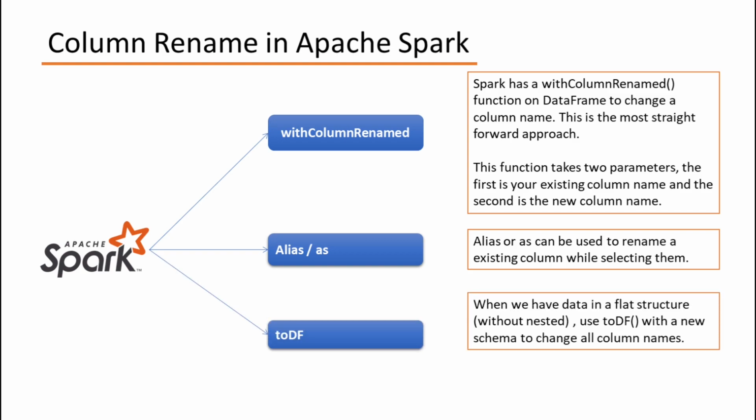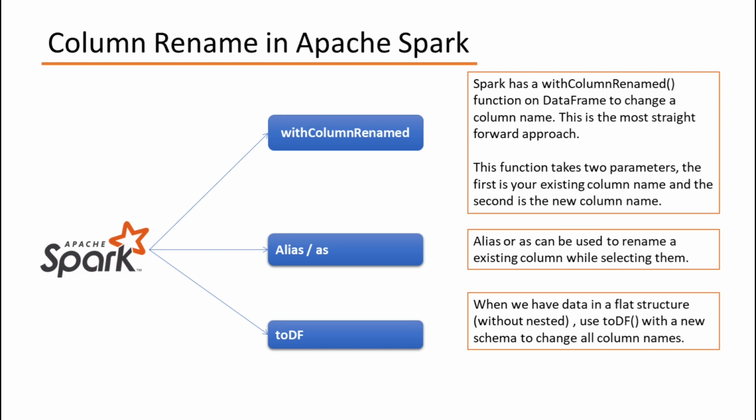Spark has a withColumnRenamed function which can be used to rename column names. This is the most straightforward approach. This function takes two parameters. The first is your existing column and the second is the new column name. There will be no operation if the schema does not contain the existing column name.